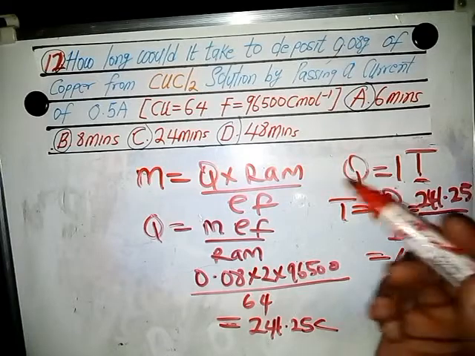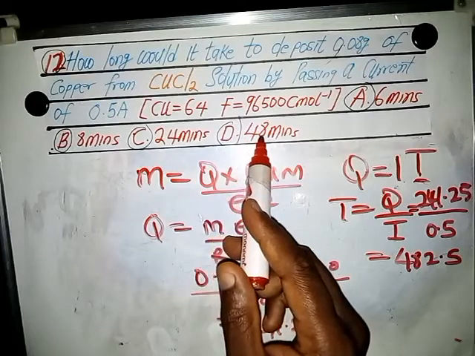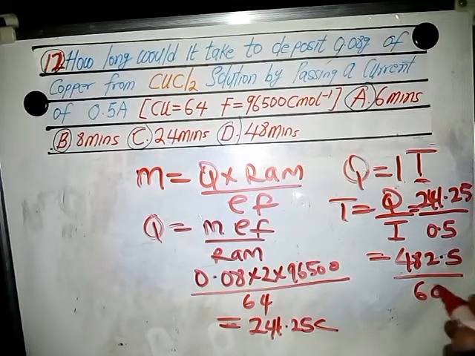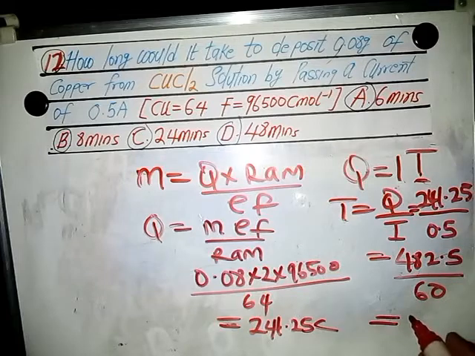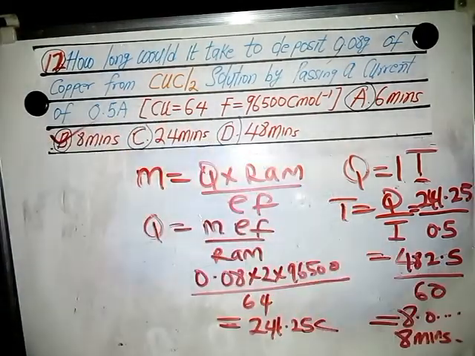But remember, we're given the options. The time is in minutes. To convert to minutes, you divide by 60. To convert to hours, you divide by 3600. So since we are converting to minutes, I'll just divide by 60. When you do that, you get 8.0 something, approximately 8 minutes. So your answer is B.